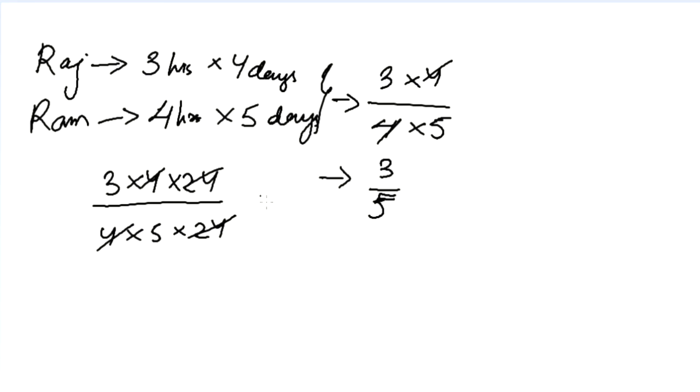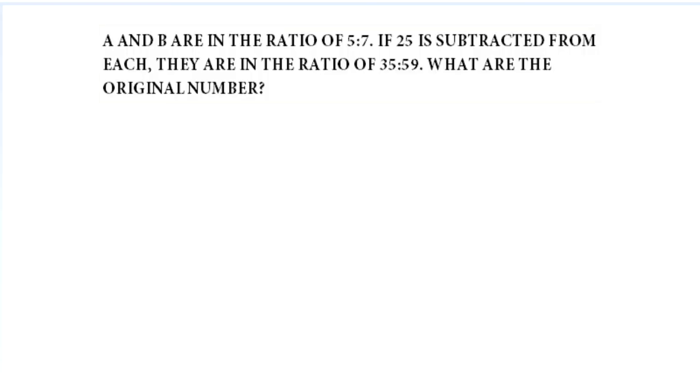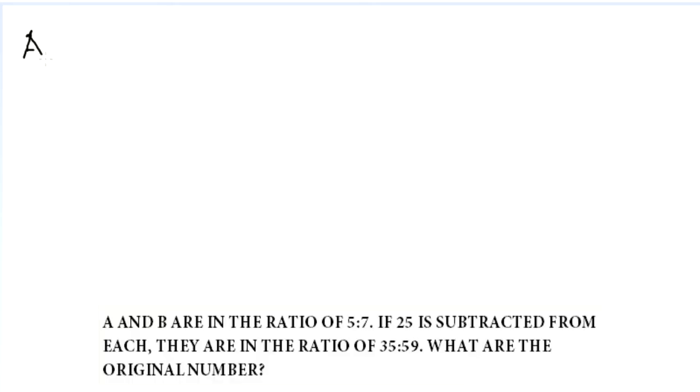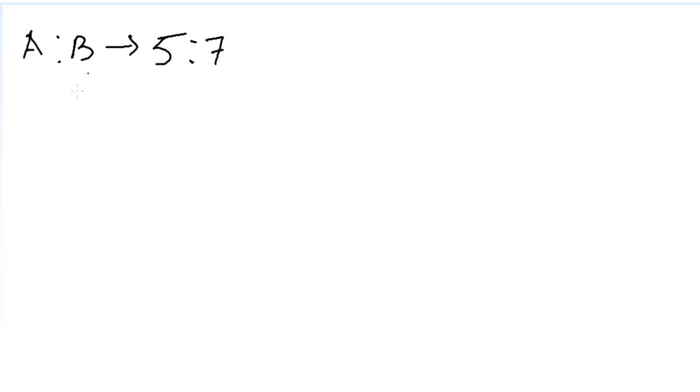That gives you 3/5. You have numbers A and B in the ratio of 5:7, and if you subtract 25 from both numbers, the ratio becomes 35:59. So what is their original number? Let's find it out. A is to B is 5:7, and you subtract 25 from there, it becomes 35:59.